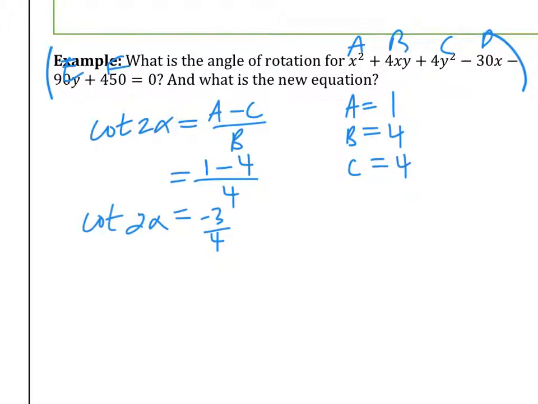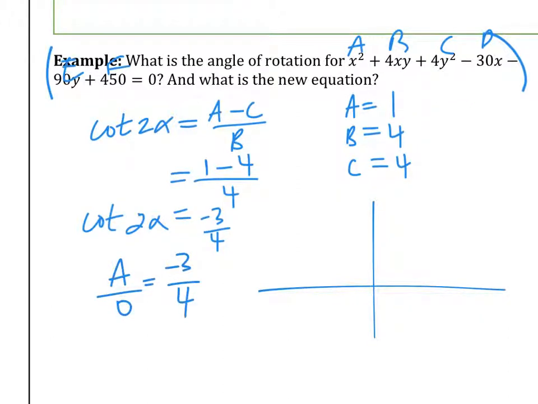Let's draw a triangle. Okay, cotangent is what side over what side? Cosine over sine. What side over what side? Opposite, hypotenuse, and which one? Adjacent over opposite. Okay, good. Adjacent over opposite is negative 3 over 4.